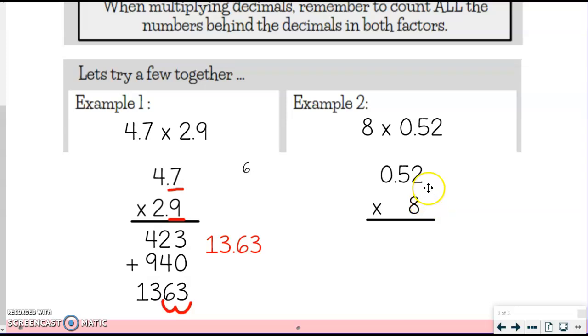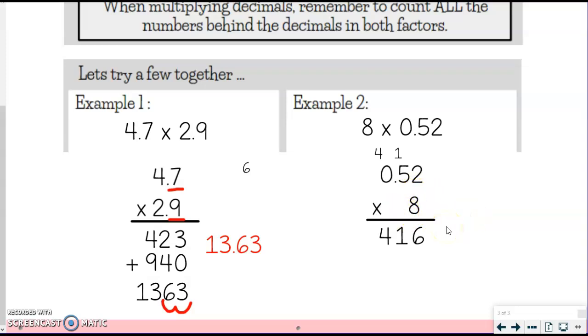We do 8 times 2 is 16, so I got my 6, carry that 1, okay? And then I do my 8 times 4, which is 32, plus 1 is 33, so I carry my 3. And then we have 8 times 0, which is 0, plus 3, which is 3. Okay, now I don't need to do another row here because all I have is 8. That's why I like having it written this way.